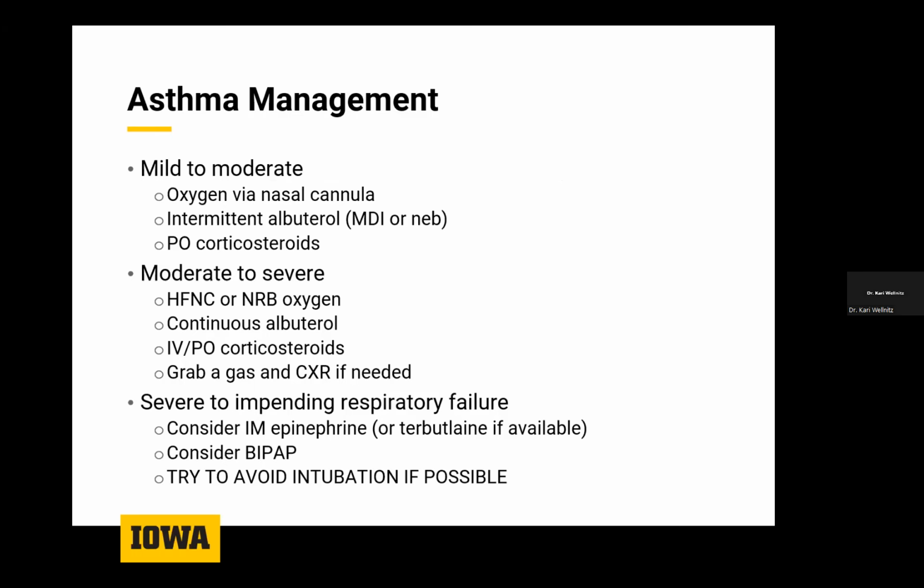In terms of moderate to severe, you advance your respiratory support with what you have available. Do you have high flow? Do you have a non-rebreather? You may need to use continuous oxygen or continuous albuterol, or if that's not available, do back-to-back nebs. If you happen to have Atrovent on hand, also work that in as well.